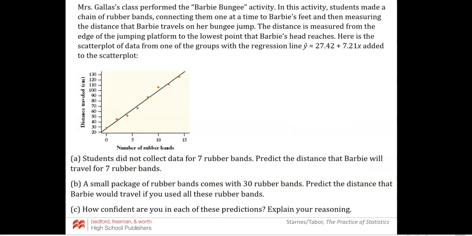So this is an activity some students do called the Barbie bungee activity. They make a chain of rubber bands, connect Barbie to it, and drop Barbie like a bungee jump. You're trying to see where the lowest point is that her head reaches with a certain number of rubber bands. So here's the scatter plot.